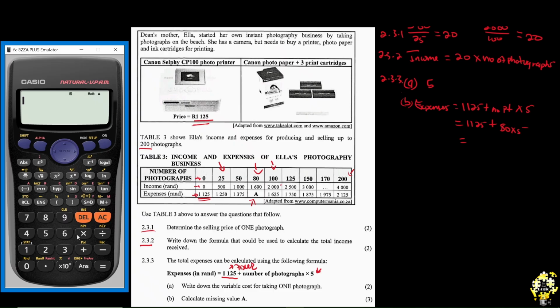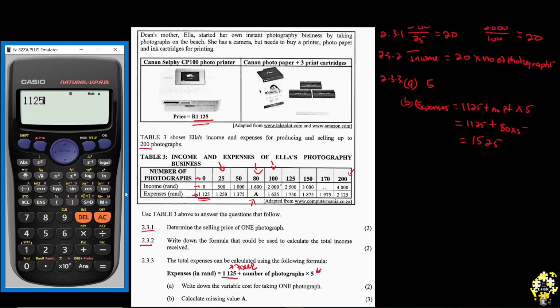Let's put that in the calculator: 1125 plus 80 multiplied by 5. What do you get? It says you get 1,525. But I told you why this is a fascinating topic to work on. You can always prove it. You don't just leave it there. Let's prove it with the others. Let's see if it is indeed correct.